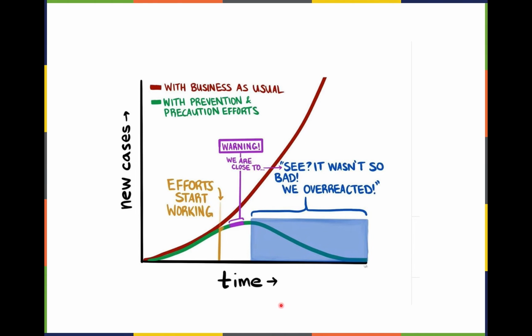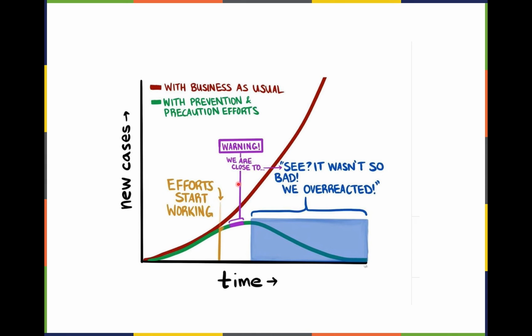Now, what you want to guard yourself and your loved ones against is this kind of thinking. Here there's a graph over time which shows the number of new cases of coronavirus. If we don't do any social distancing or any preventive measures, the number of cases skyrockets. But if we do prevention and precaution efforts, which most places are doing, then we can bend the curve. And the curve hopefully is going to level off.